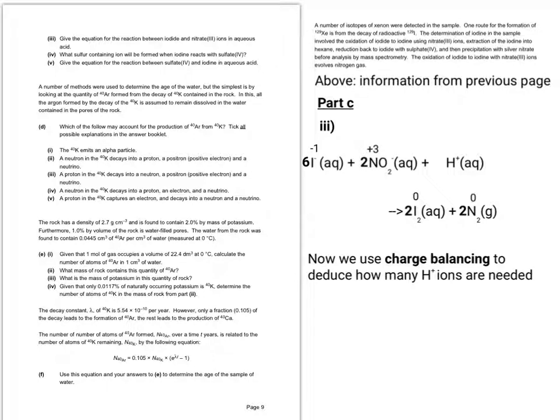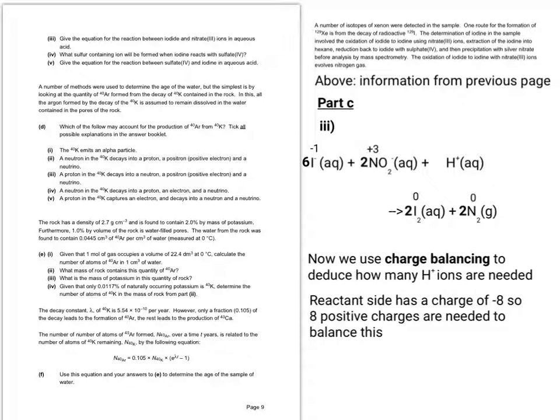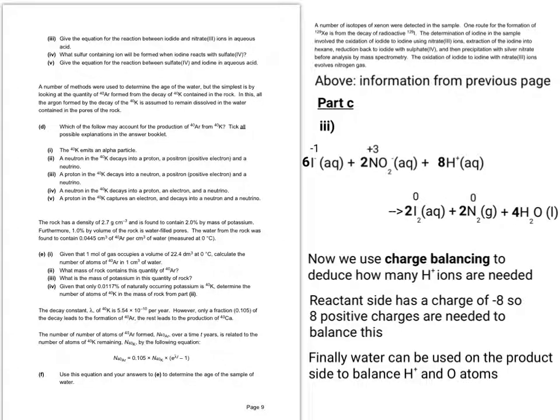So we can use charge balancing to deduce how many H plus ions are needed. They're a source of positive charge. So if you look at the negatively charged species, the reactant side has a net charge of -8, so 8 positive charges must be needed to balance this out. So finally we can use water on the product side to balance H pluses and O atoms from the left hand side.